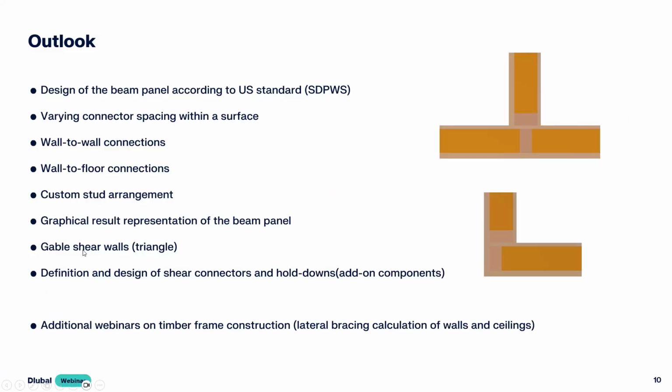Then, of course, gable shear walls. It's also a big issue. Maybe the forces will not be so high inside because the triangle works as it should work, and the forces are maybe not so much transferred via the sheathing, but via our triangles.